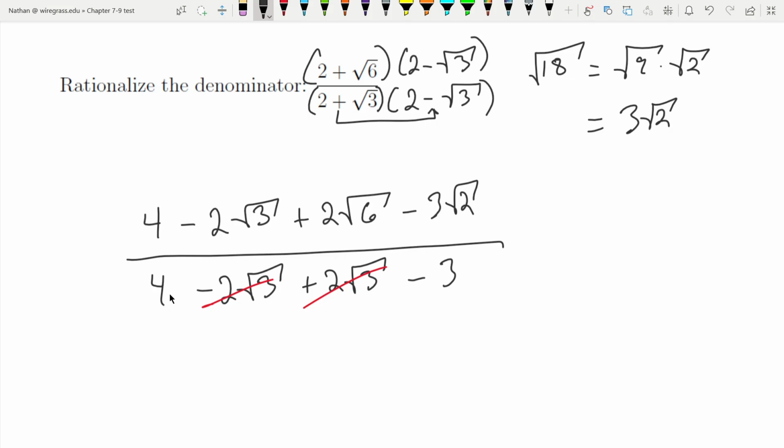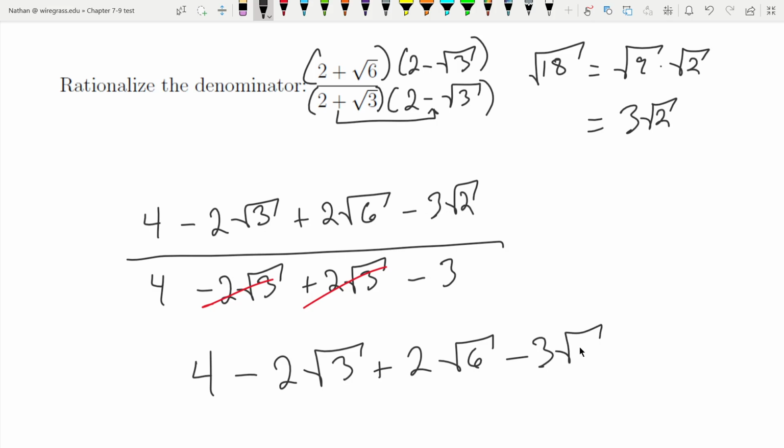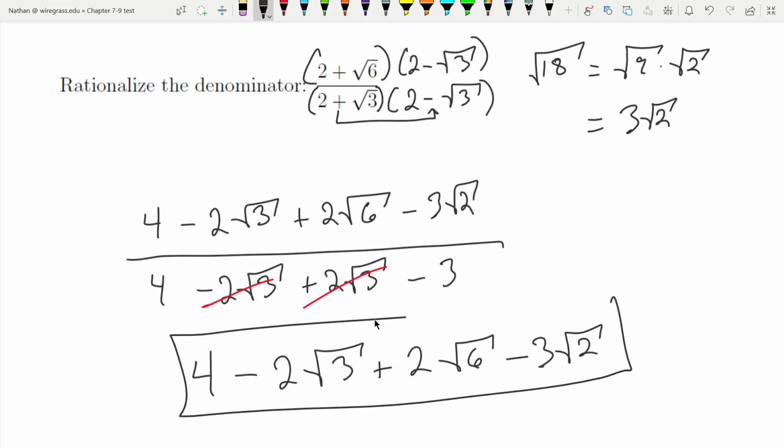On bottom, however, we have 4 minus 3 is just 1. So we just have this statement. And this is the best we can do. So that's going to be our answer.